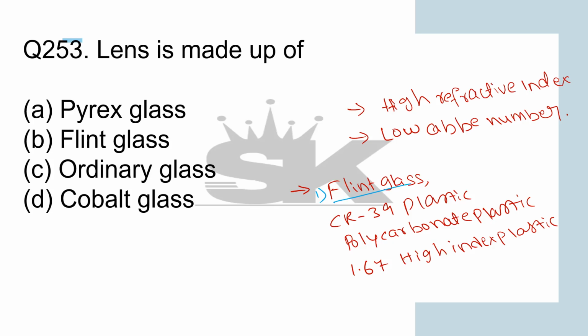So here the option given is flint glass. CR39 plastic is a common lens material, and polycarbonate too. The remaining three are common lens materials. So the answer is flint glass here.